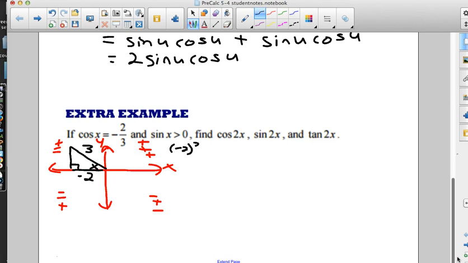So negative 2 squared plus b squared equals 3 squared. 4 plus b squared equals 9. B squared equals 5. B is the square root of 5. And it is positive because it's going up.